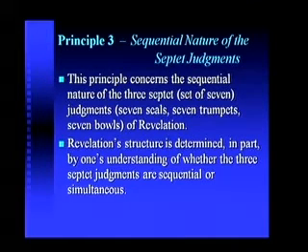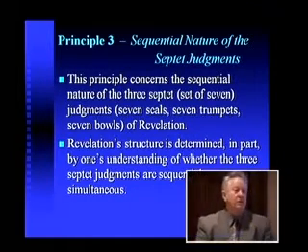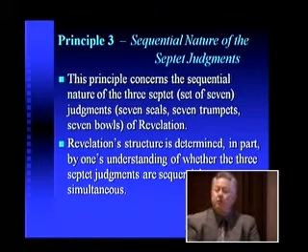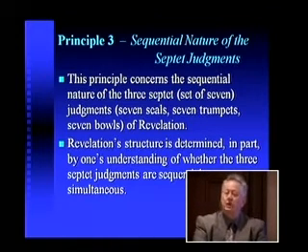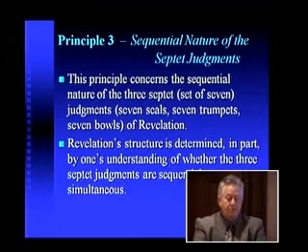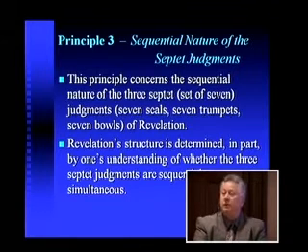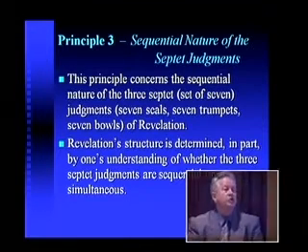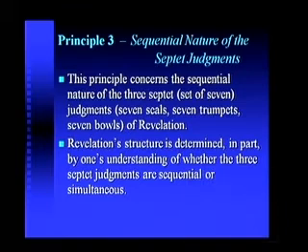Principle 3 deals with the sequential nature of the septet judgments. This principle concerns the sequential nature of the 3 sets of 7, the 7 seals, the 7 trumpets, and then the 7 bowls of Revelation. Revelation's structure is determined in part by one's understanding of whether the 3 septet judgments are sequential, one following the other, or simultaneous, all happening at the same time.